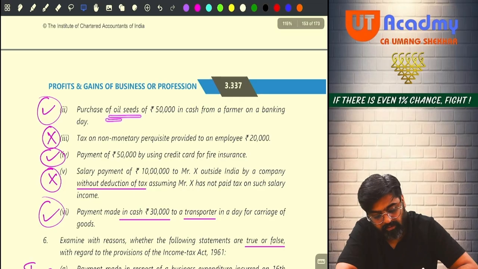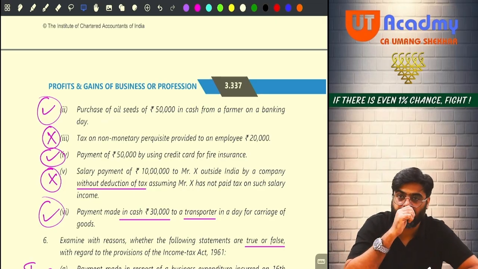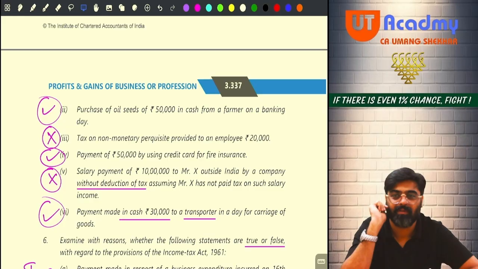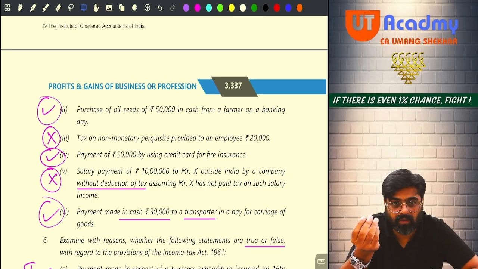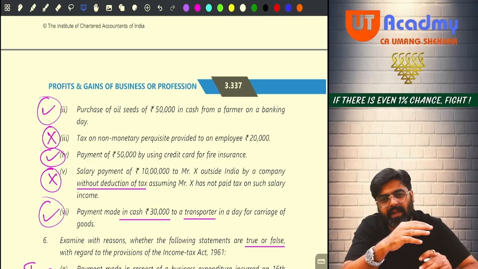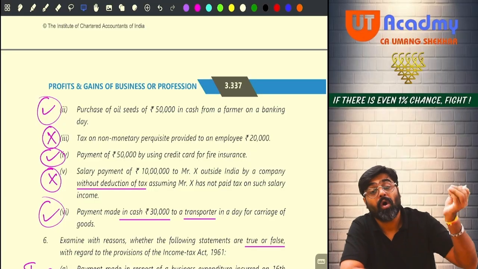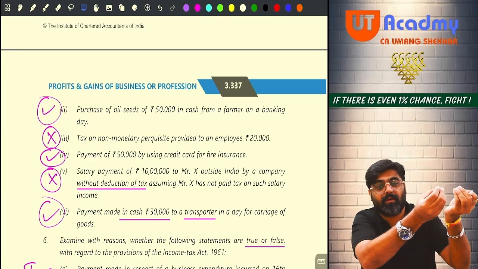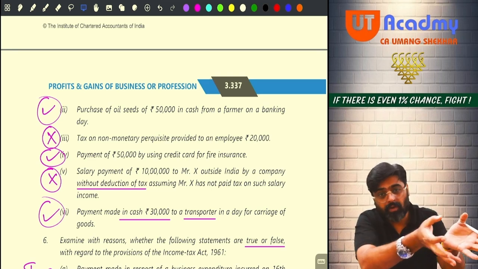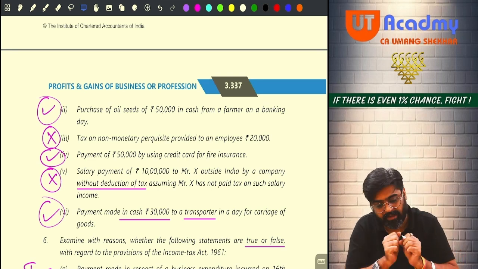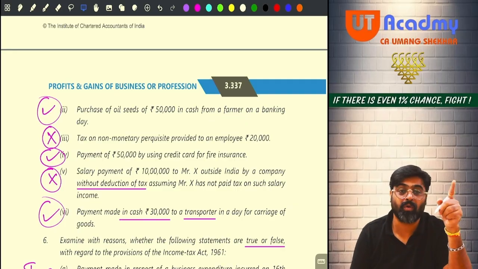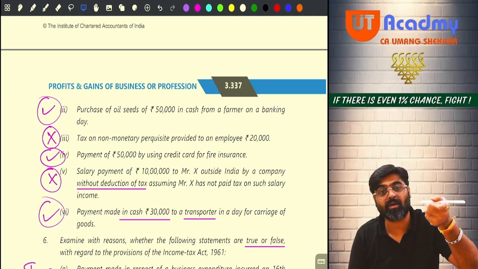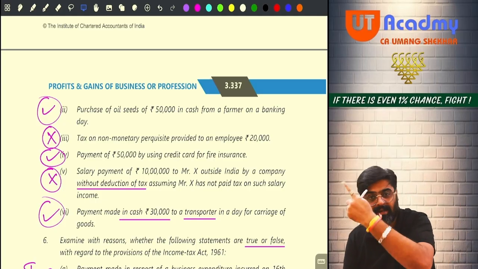Purchase of oil seeds. Oil seeds means agricultural produce. See, oil seeds are what? It can be mustard oil seeds. It can be groundnut. Okay. It can be any type of oil seeds. Oil seeds are grown. They are agricultural produce. So you are buying agricultural produce, oil seeds from a farmer, meaning the cultivator, grower or producer. From that farmer or cultivator, grower, producer, you are buying agricultural produce.